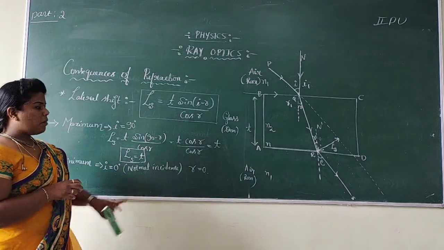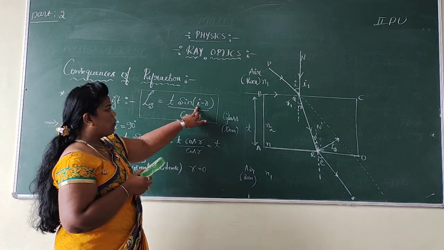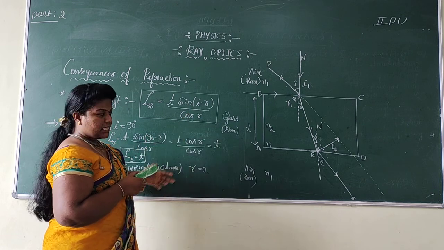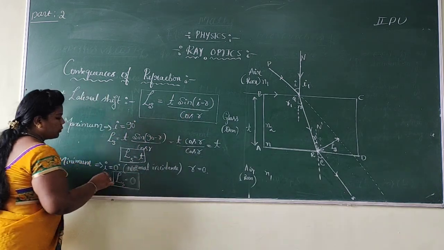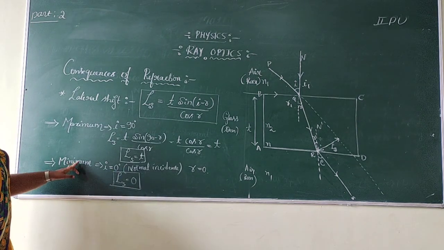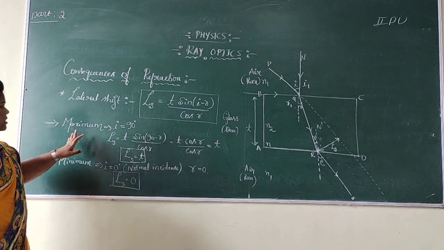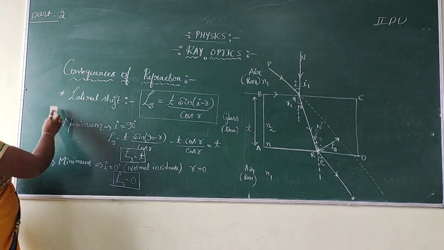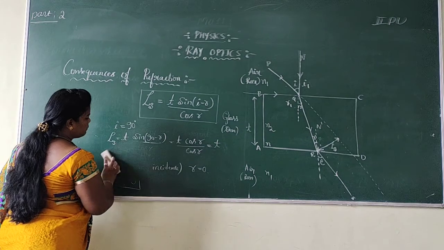What happens to this formula now? Ls is equal to, see, sine 0 becomes 0. 0 divided by anything is 0, and 0 into anything becomes 0 again, so the lateral shift is 0. So for normal incidence, the lateral shift is minimum, and for 90-degree incidence, the lateral shift is maximum. Hope you got this. This is one of the first consequences that we can observe in refraction.